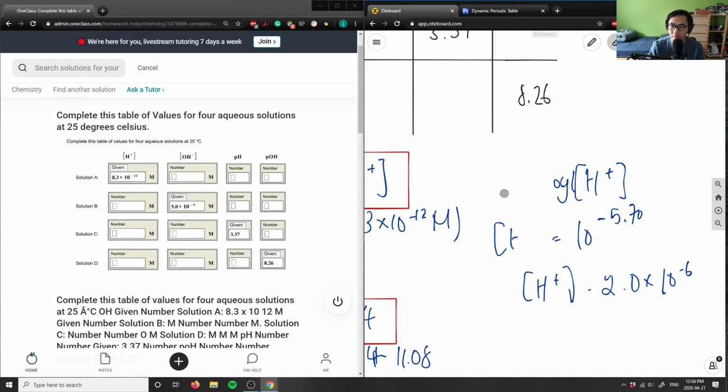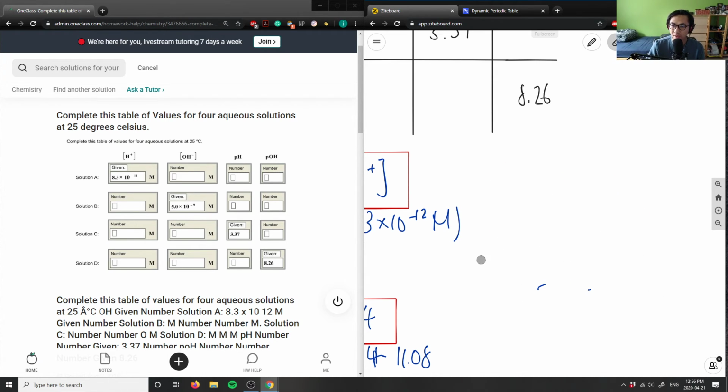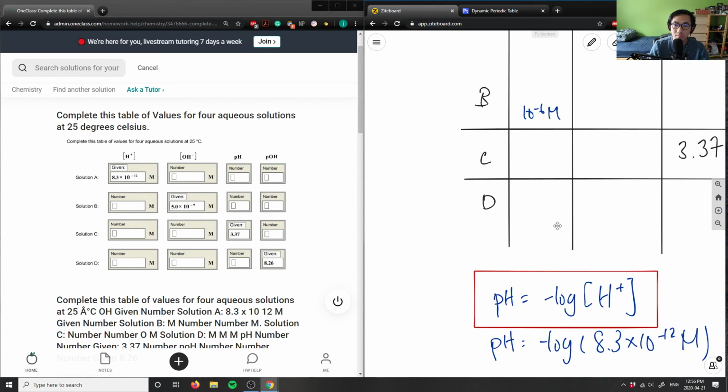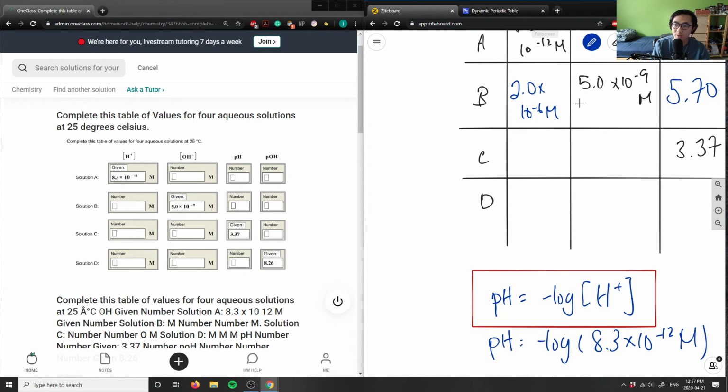Let me erase this to make room. But I can basically say that the concentration of H plus ions equals 10 to the power of negative pH, right? So in this case, my pH is 3.37 for solution C, as you can see here. And this would equal 10 to the power of negative 3.37. This here equals 4.27 times 10 to the negative 4.